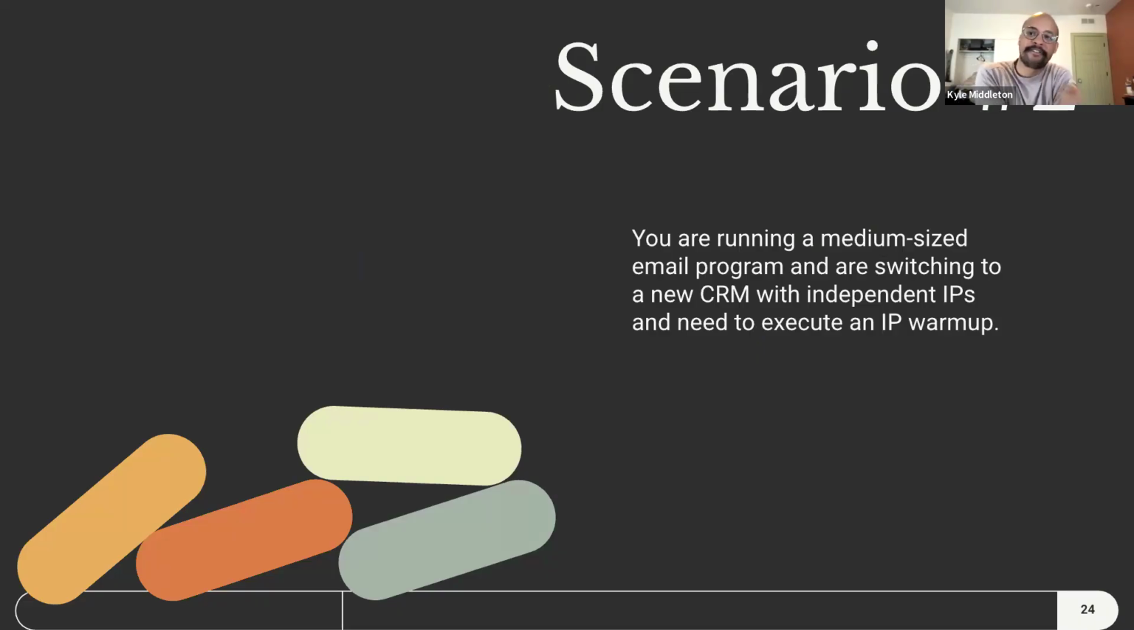Okay, let's dive into scenario two. Scenario two is really all going to be about IP warmups. In this scenario I've laid out, it's a medium-sized email program. You're switching to a new CRM. It has independent IPs. So the assumption we're going to make is that you're coming from shared IPs and you're moving to your own independent IPs, and you need to execute an IP warmup.